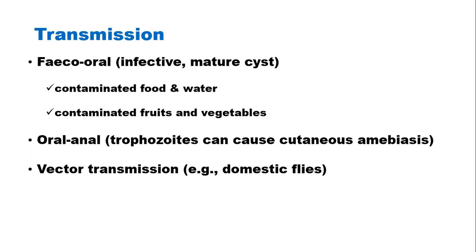We can also have vector transmission, where you have domestic flies physically perching on stools in the environment and picking up these infective cysts on their abdomen, which is hairy, and then flying into the kitchen, perching on cooked food that was not covered. So they can deposit the cyst. So although you washed your hands and you cooked the food very well, you didn't cover it after preparation. Flies perched on it. Unfortunately, these flies have visited stools in the environment and picked up the infective form, and now they are depositing it on the food.